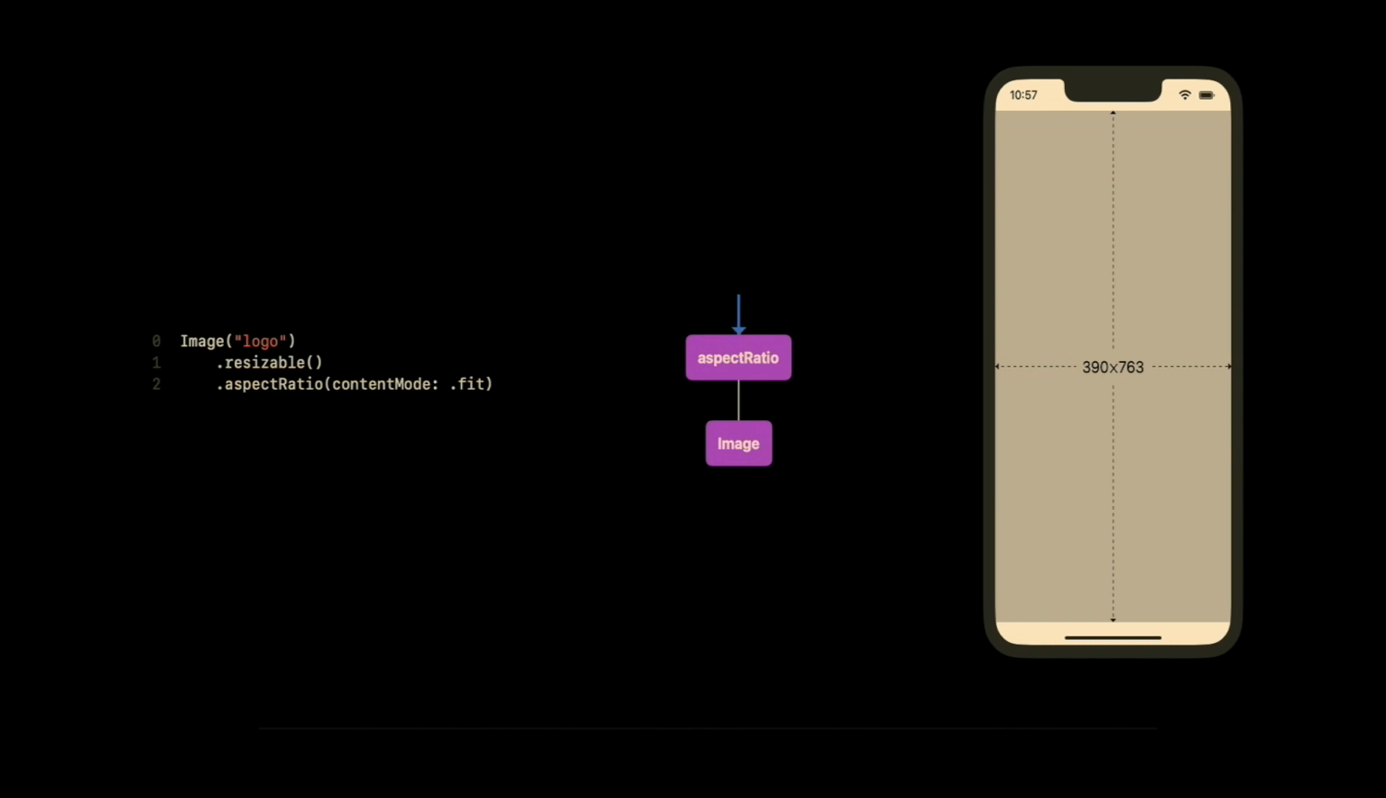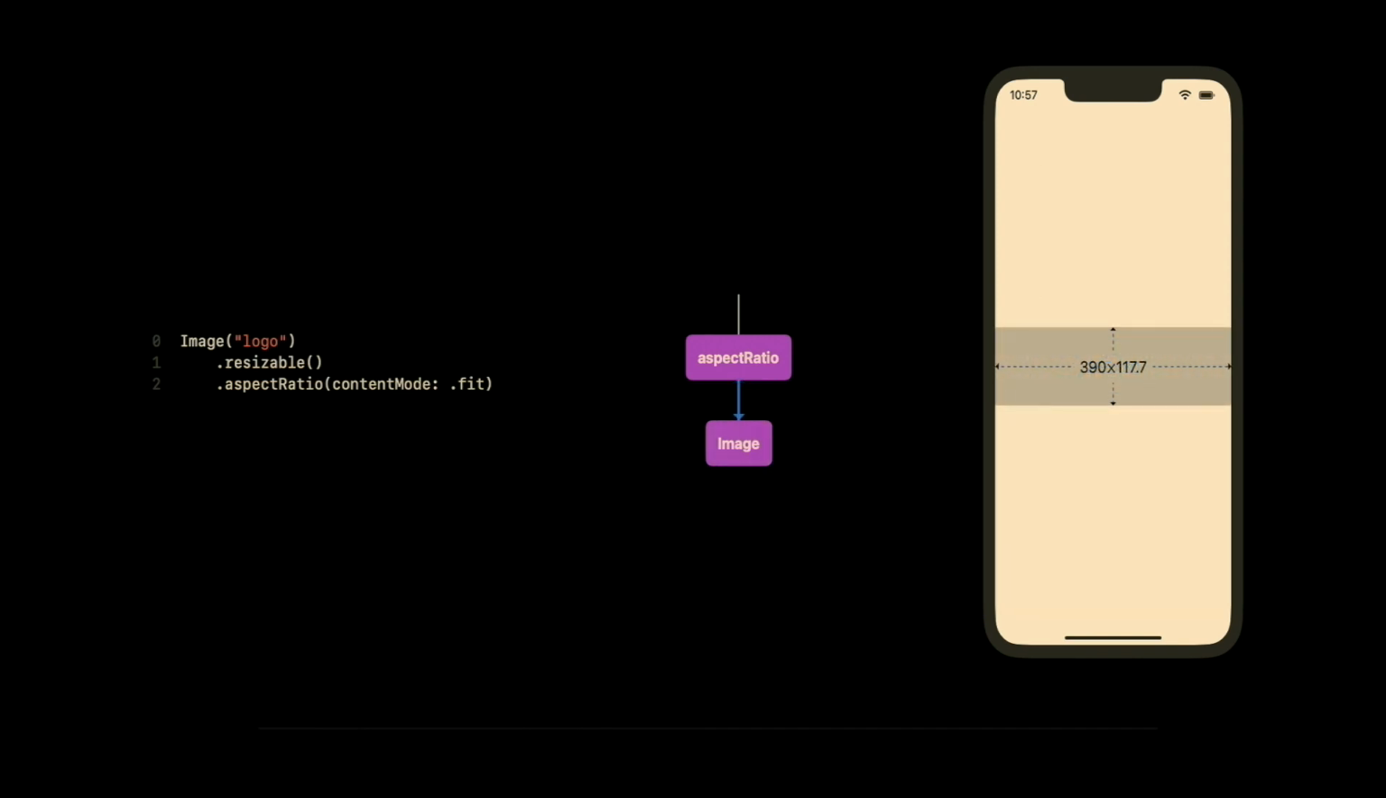Now it gets really cool, I think. So aspect ratio doesn't know the underlying aspect ratio of the image. So it needs to figure it out. And here's what it's doing. It's going to propose nil by nil to the image. Let's see. And the image says, I'm 265 by 80. And then the aspect ratio takes that 265 by 80, and it's going to fit a rectangle inside the entire safe area, its proposal. It's going to fit a rectangle with that same aspect ratio inside the safe area.